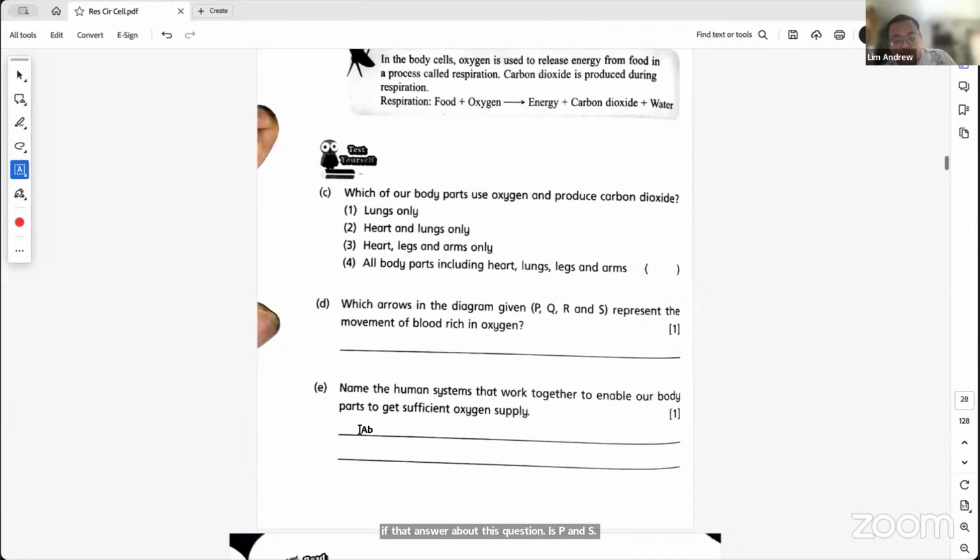As mentioned earlier on page 1, the two systems that work together to ensure that our body has enough oxygen are the circulatory system, C-I-R-C-U-L-A-T-O-R-Y, and the respiratory system, R-E-S-P-I-R-A-T-O-R-Y. So these are the two systems that work together to ensure that the body has enough oxygen supply.